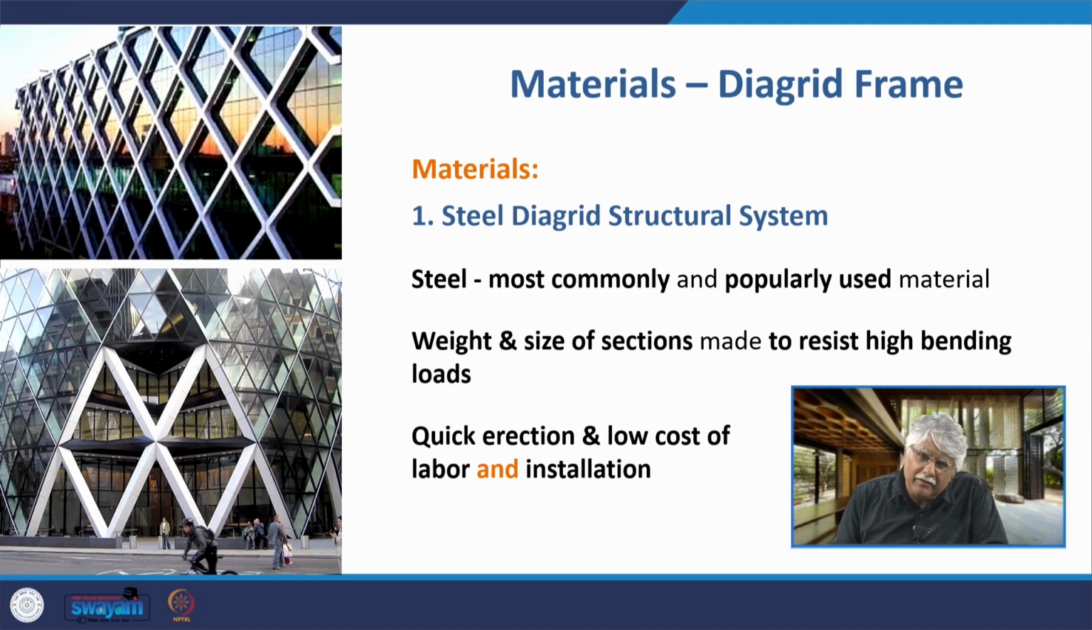The three materials that we use in making the Diagrid frame: one is the structural steel Diagrid frame, which is most commonly and most popularly used. The weight and size of sections which are made to resist high bending loads, both of them go down. There is quick erection, low cost of labor and installation.